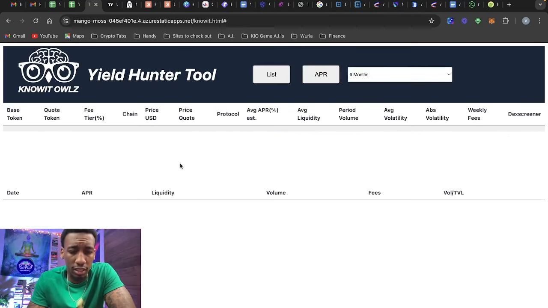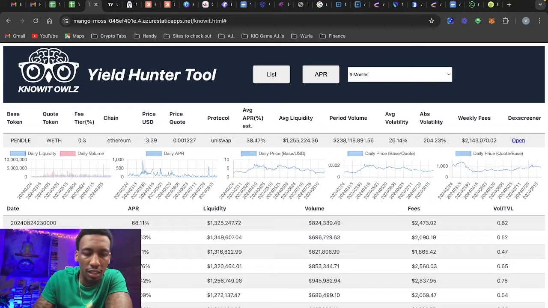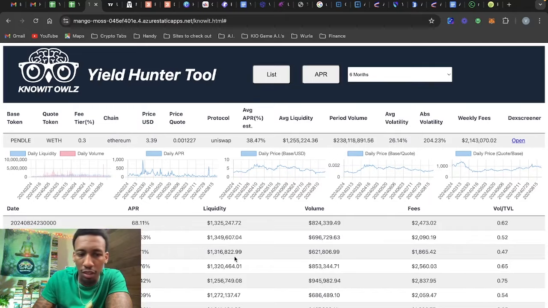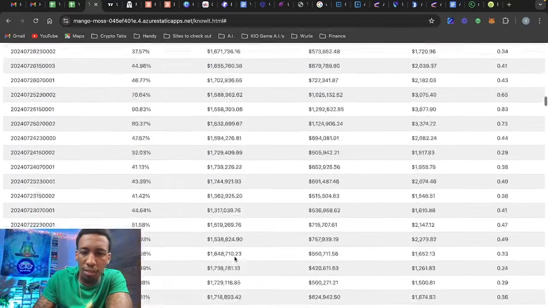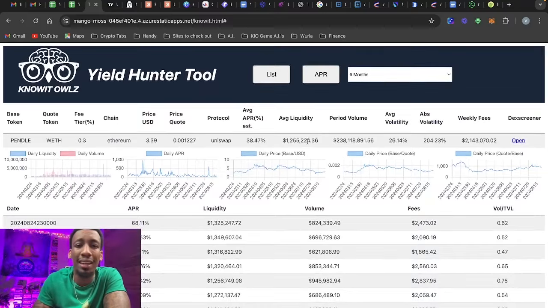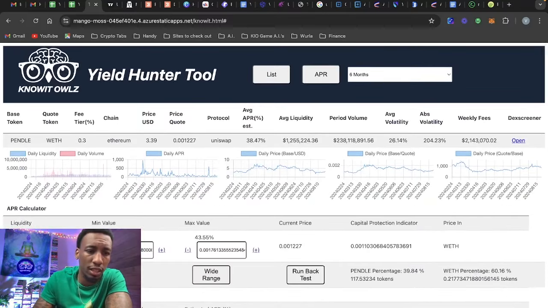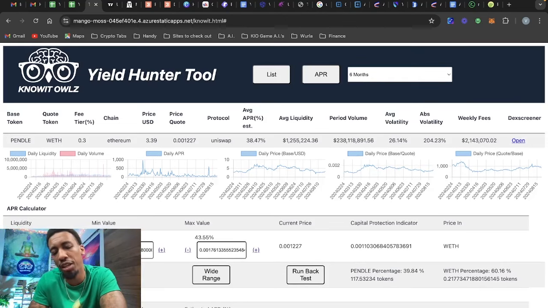I can actually click this and I can get data going back 6 months, right? You got the dates, you have the APR, liquidity, volume, fees, volume to TVL ratio, like I said, going back 6 months. And I can even back test this. So I can come here, I can type in the specific ranges. I can hit narrow range, wide range. I can run the back test. It gives me the time and range, generated fees, and the estimated APR.